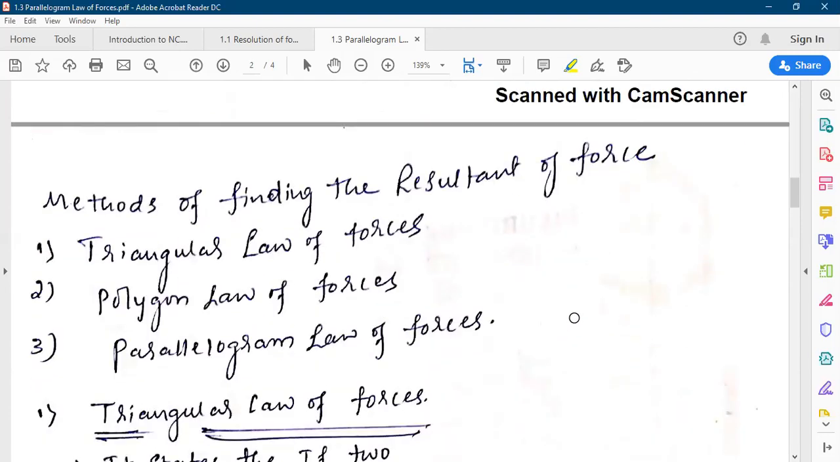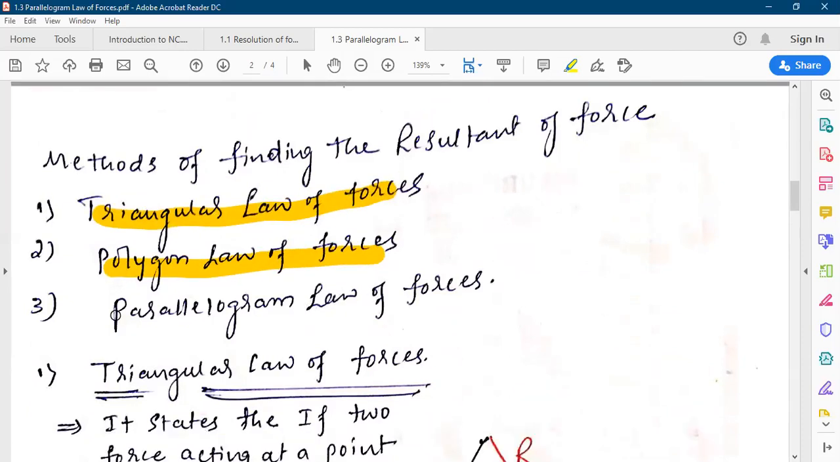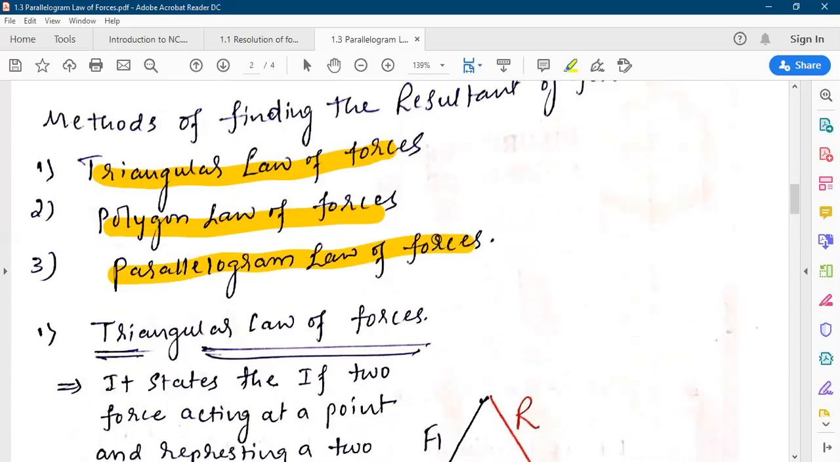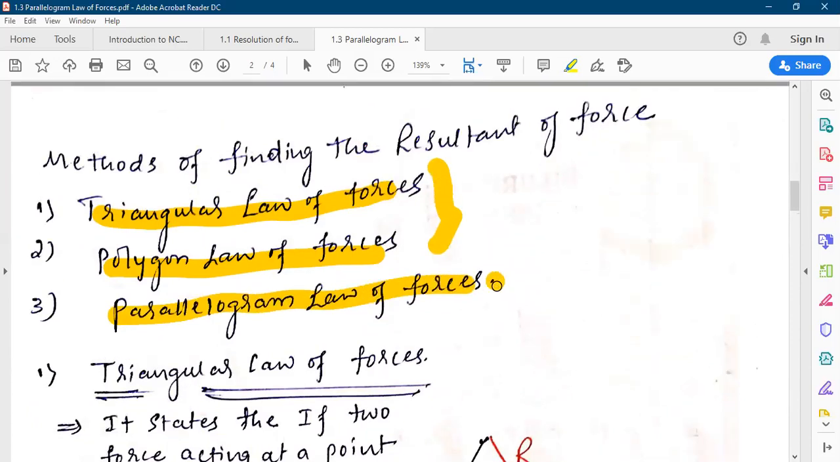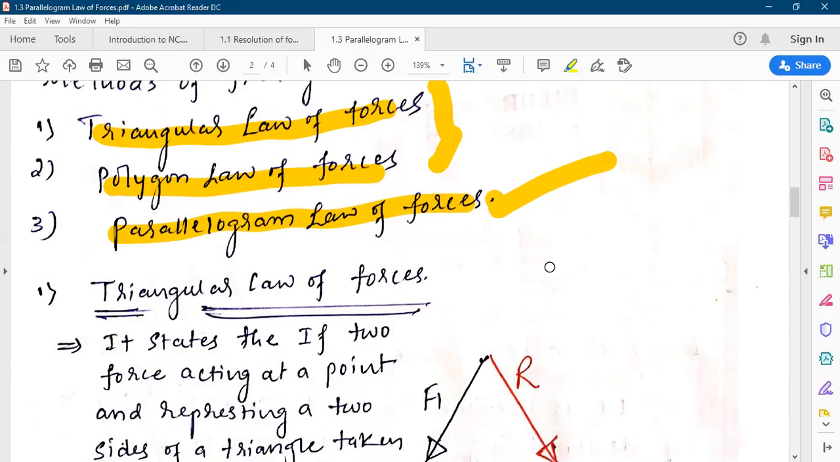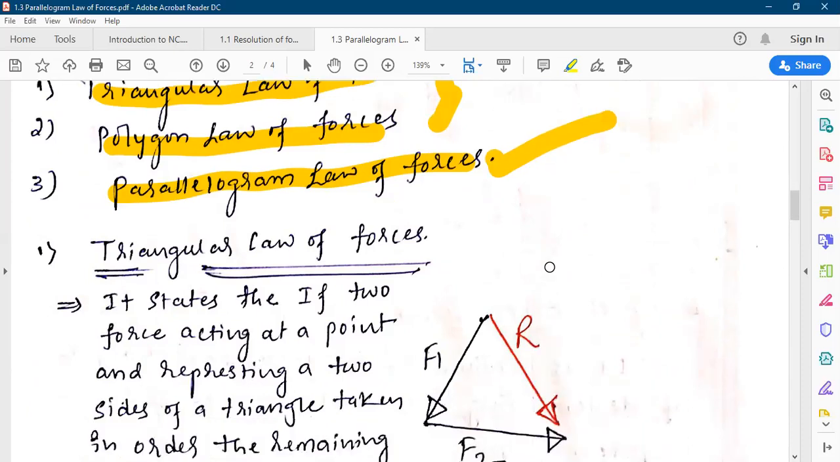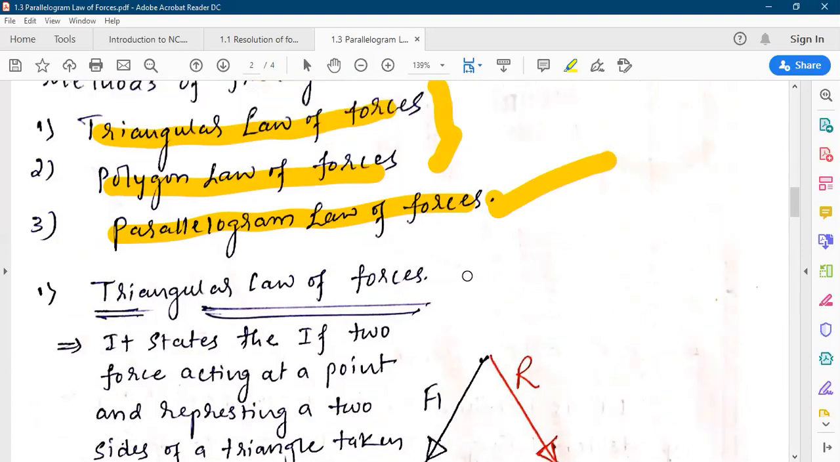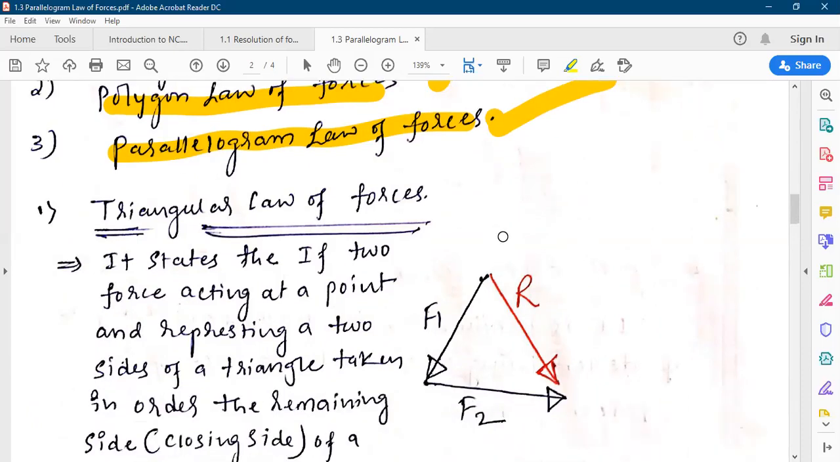There are a few methods to identify this resultant force. Those methods are: first, the triangular law of forces, the polygon law of forces, and the parallelogram law of forces. These two are graphical methods, and this is the one analytical method. Let us go through the definitions of the triangular law of forces and the polygon law of forces in this lecture. In the next lecture we can go ahead with the statement and proof for the parallelogram law of forces. So let us go ahead with the triangular law of forces.